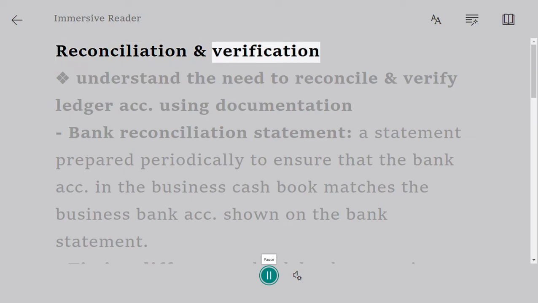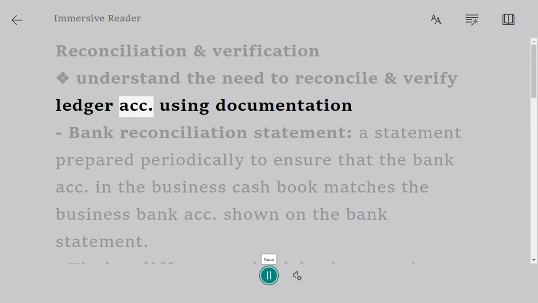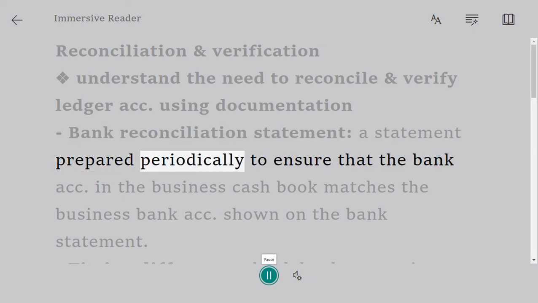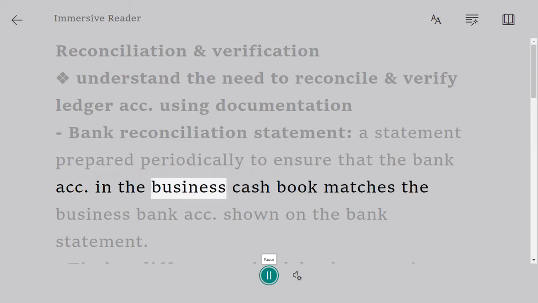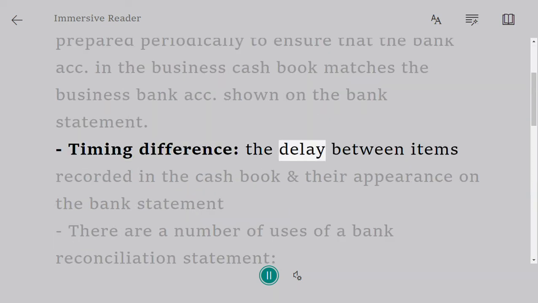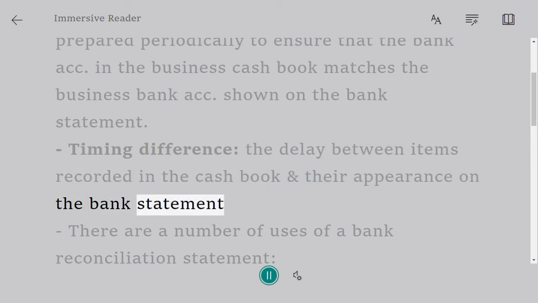Reconciliation and verification. Understand the need to reconcile and verify ledger accounts using documentation. Bank reconciliation statement: a statement prepared periodically to ensure that the bank account in the business cash book matches the business bank account shown on the bank statement. Timing difference: the delay between items recorded in the cash book and their appearance on the bank statement.